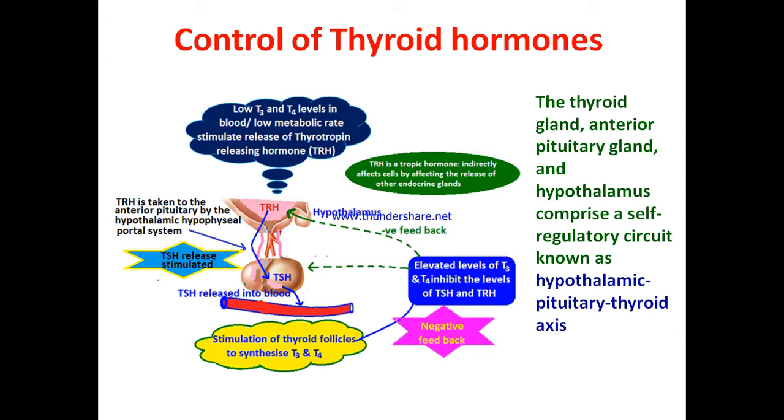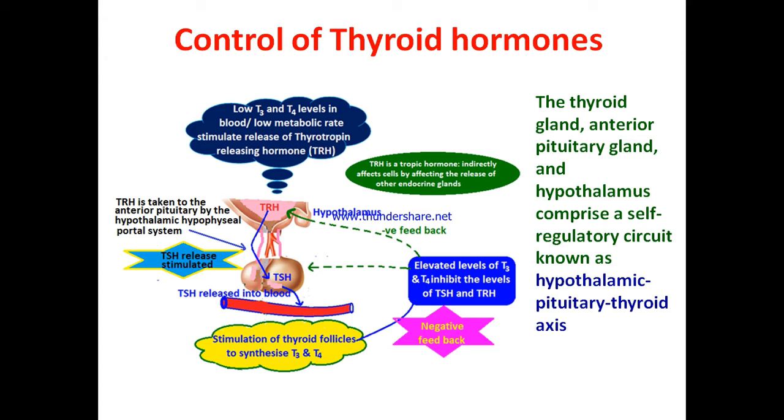This is a schematic representation of the control of thyroid hormone release. Low T3 and T4 levels in blood, low metabolic rate, or increased demand of ATP stimulate the release of thyrotropin releasing hormone from the hypothalamus. So these conditions, low T3, T4 and low metabolic rate or increased ATP demand, stimulate the release of thyrotropin releasing hormone from the hypothalamus.